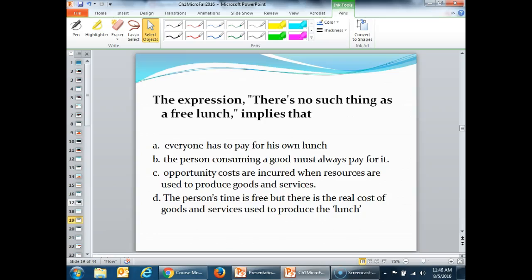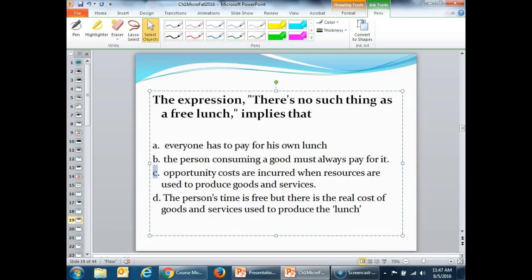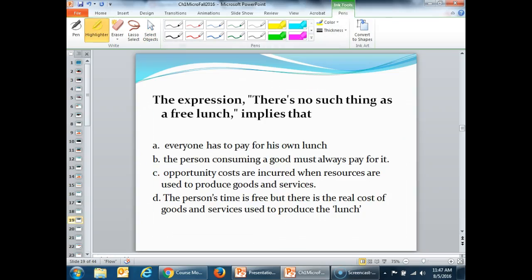So the expression, there's no such thing as a free lunch, implies that... okay, the answer here would be C. That's going to be C.